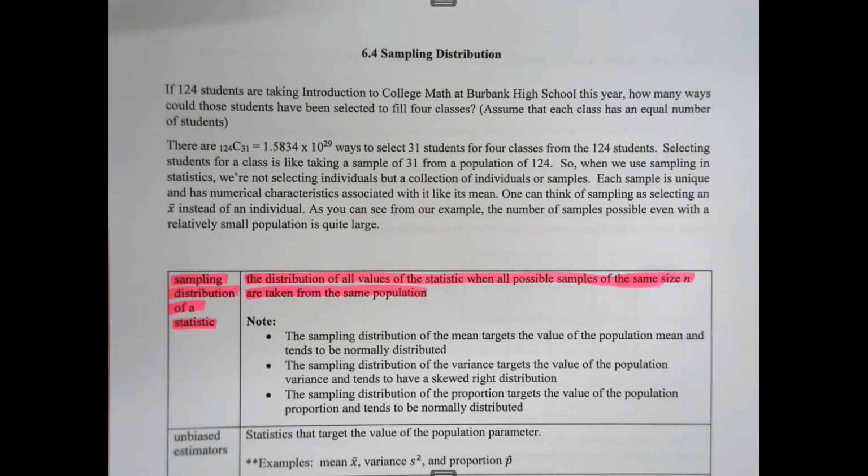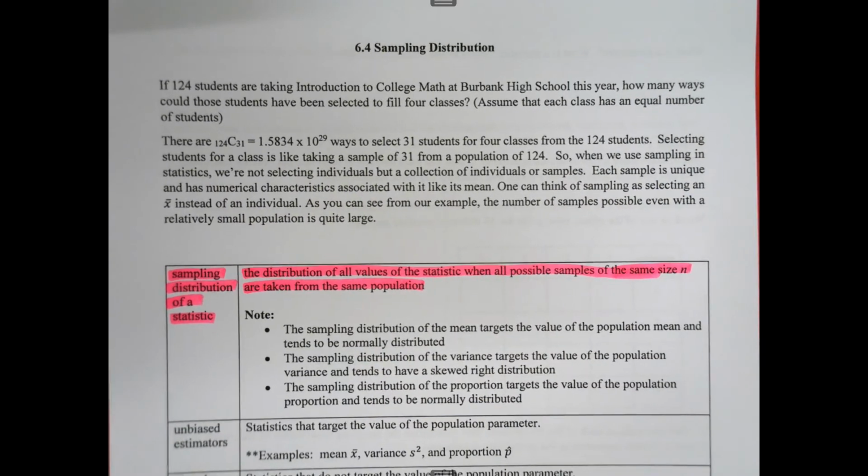Some notes here: the sampling distribution of the mean targets the value of the population mean and tends to be normally distributed. The sampling distribution of the variance targets the value of the population variance and tends to have a skewed right distribution. And the sampling distribution of the proportion targets the value of the population proportion and tends to be normally distributed. We are going to see this throughout what we are talking about in these notes and then in the future, in the next section.